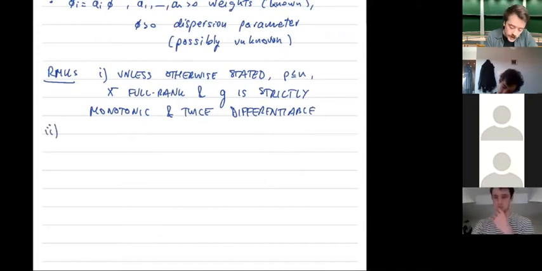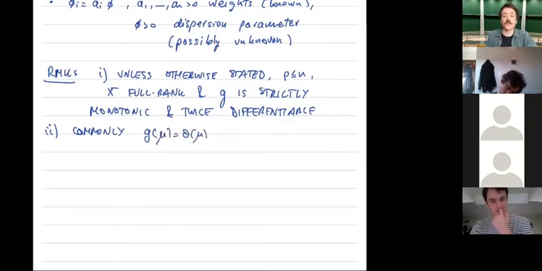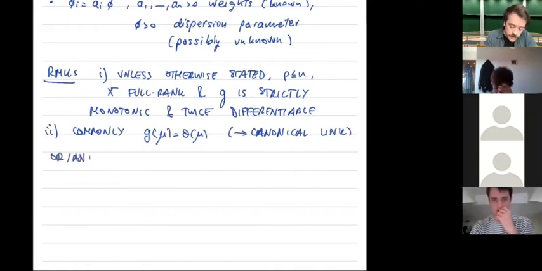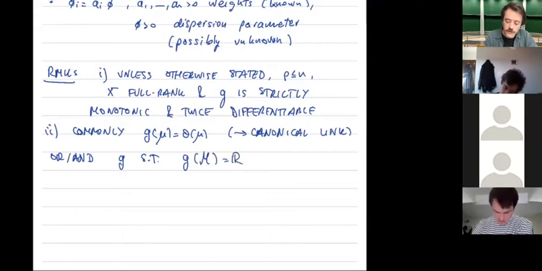And then second remark, commonly we take g of mu to be equal to the theta of mu function, okay? And this is what is called the canonical link. Okay, and then in some occasions, we may not take the canonical link, but we take g such that the image of the mean space is the whole of the real line, or it may be that actually the canonical link, generally speaking, satisfies this straight away. So that's what I mean by "or" and.